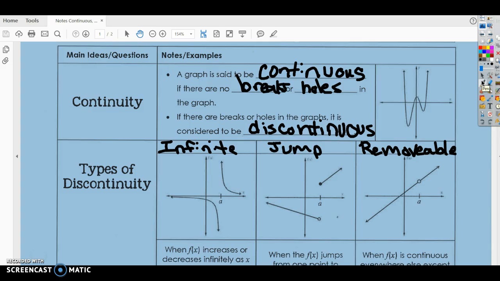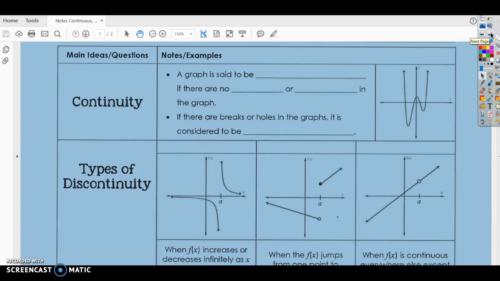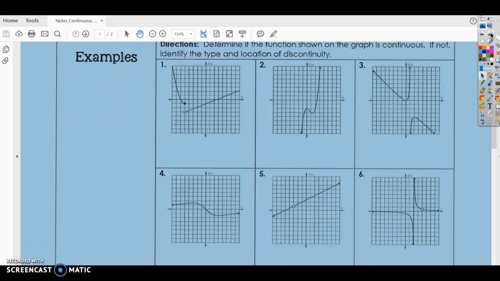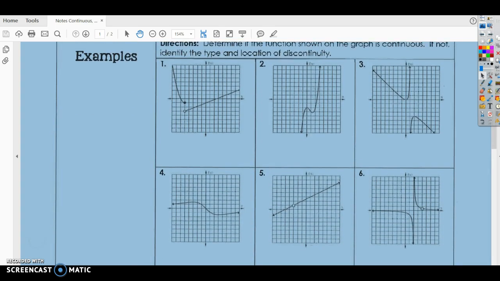The most important thing for this class is knowing if it's continuous or discontinuous, okay? So you don't really have to know the types as much as is it continuous or discontinuous. So be sure you know that if it can be traced without lifting your pencil, that is considered a continuous graph. All right, let's move on down the page. Let's look at some examples.